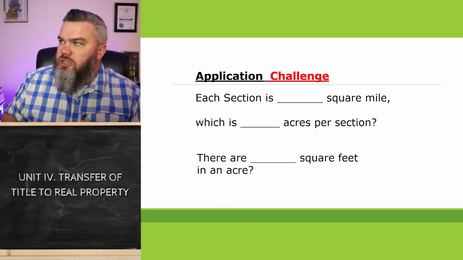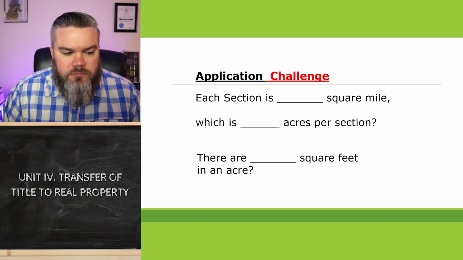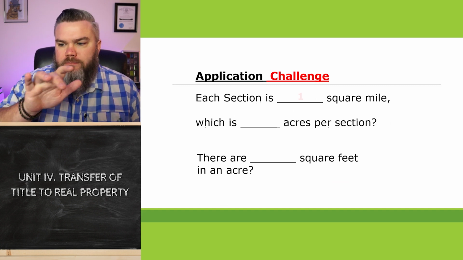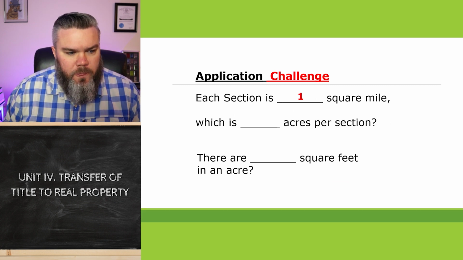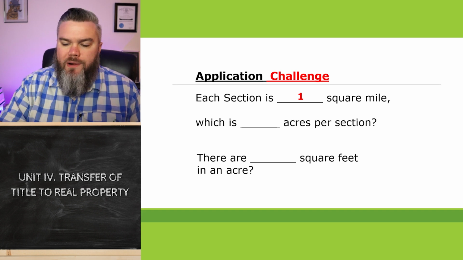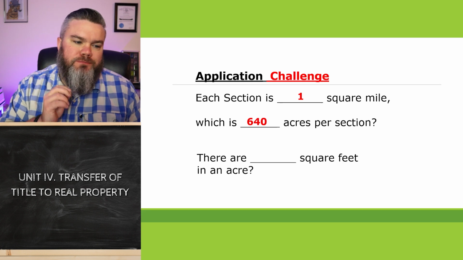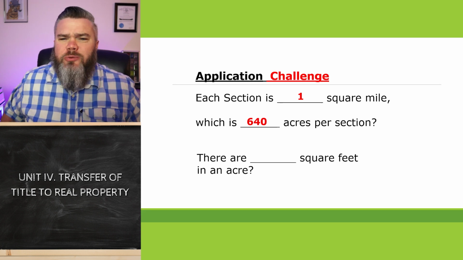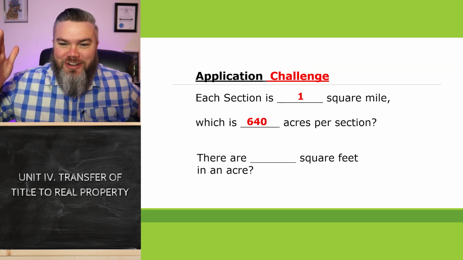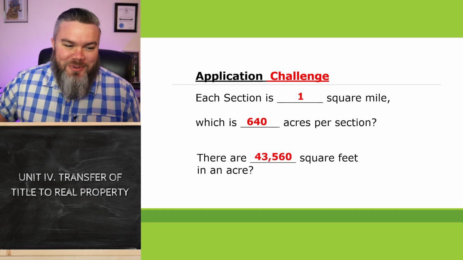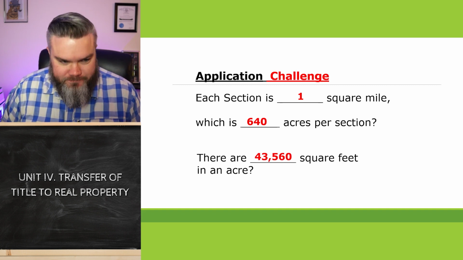Let's take it a step further. Each section is how many square miles? 1. And how many acres is in that one section? There you go. 640. And there are how many square feet in an acre? It's almost like you knew that was my next question. How did y'all know? It's like magic. Y'all are sharp. I like it. 43,560. That's right.